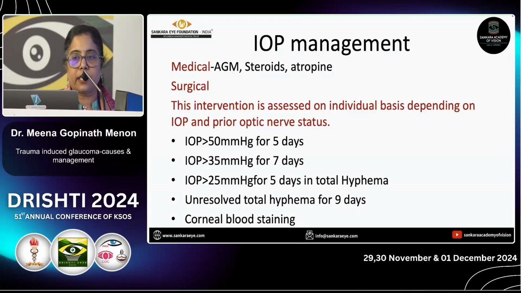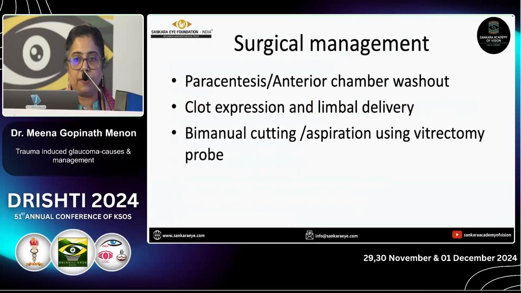This is the typical textbook explanation of a surgical intervention, but many a time practically we may not wait even this much to do a surgical intervention. Now, what are the various surgical managements? You can do a paracentesis and anterior chamber washout. You can do a limbal delivery of clot expression, and a vitrectomy probe can be used to cut or aspirate the hyphema. Now, one of the points which we have to note here, when we use a vitrectomy probe, make sure that you don't injure the other structures inside the eye.